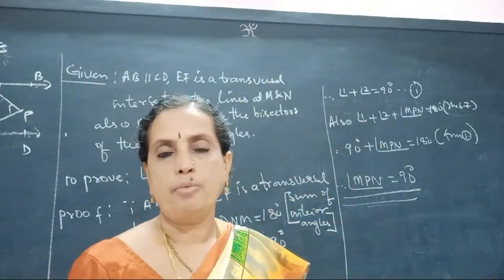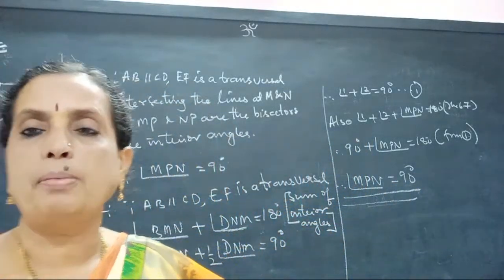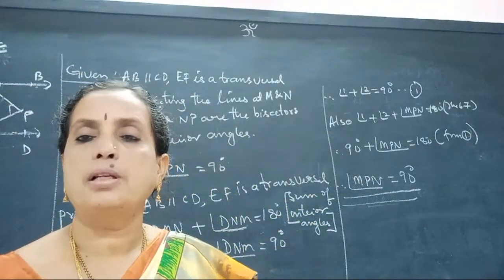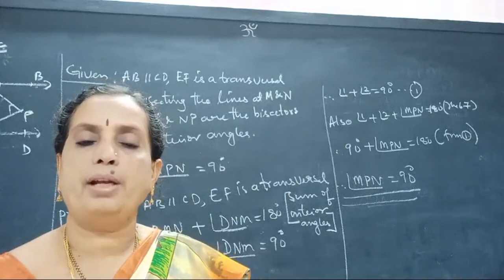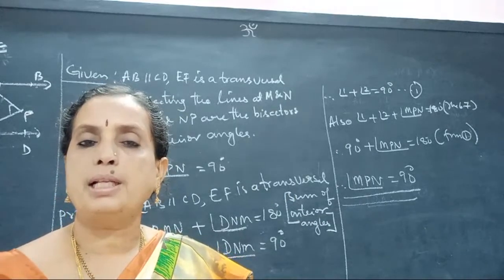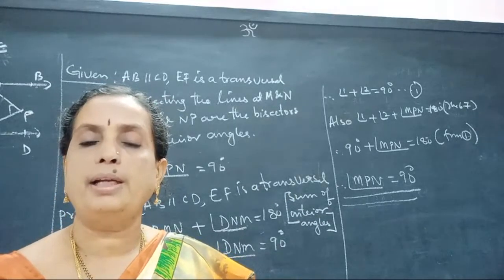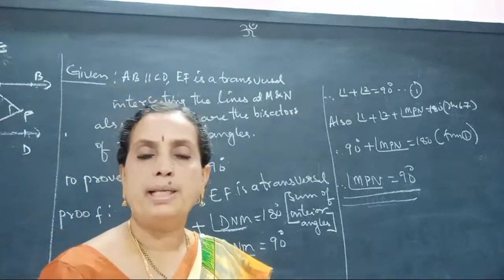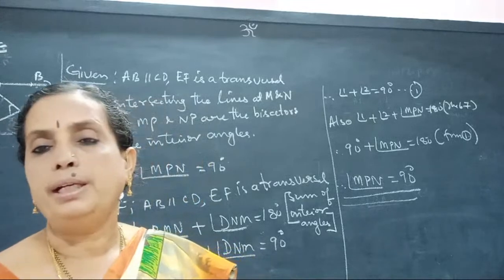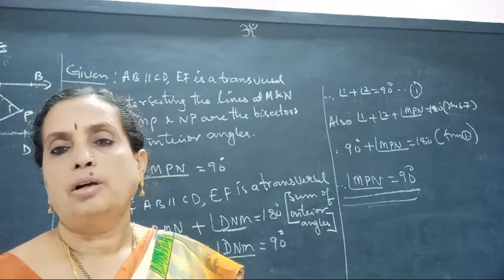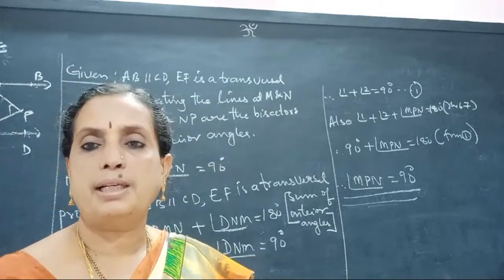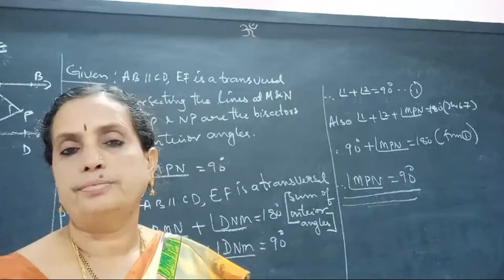So, we come to the conclusion with the property. The bisectors of interior angles on the same side of the transversal intersect at right angle. Repeat the property. The bisectors of interior angles on the same side of the transversal intersect at right angle. Okay?